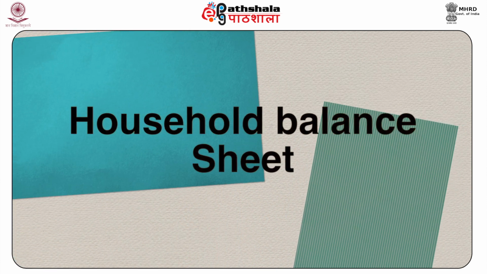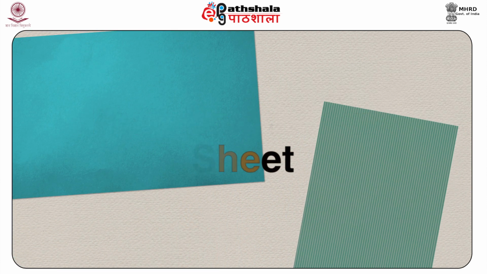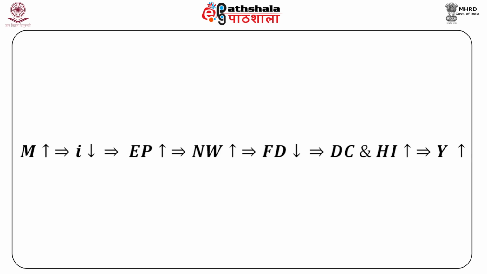The third one is household balance sheet. This works as under: M increases, leading to a fall in I, leading to increase in EP, an increase in NW, which leads to a fall in FD, which leads to an increase in DC and HI, which leads to an increase in income or Y.